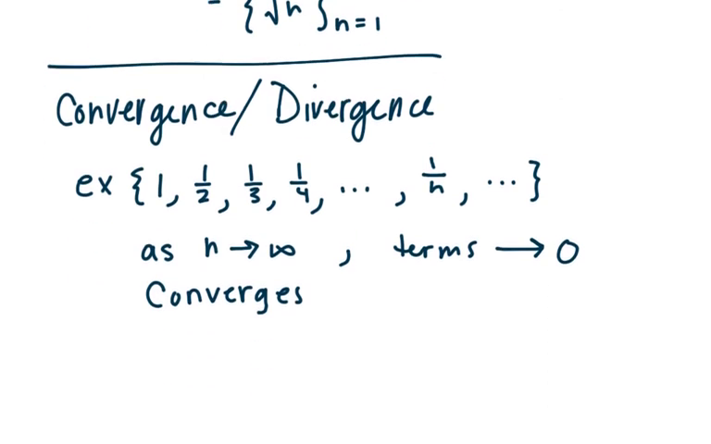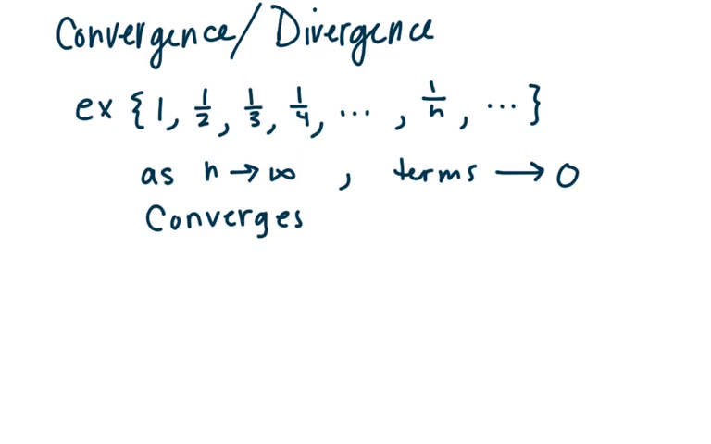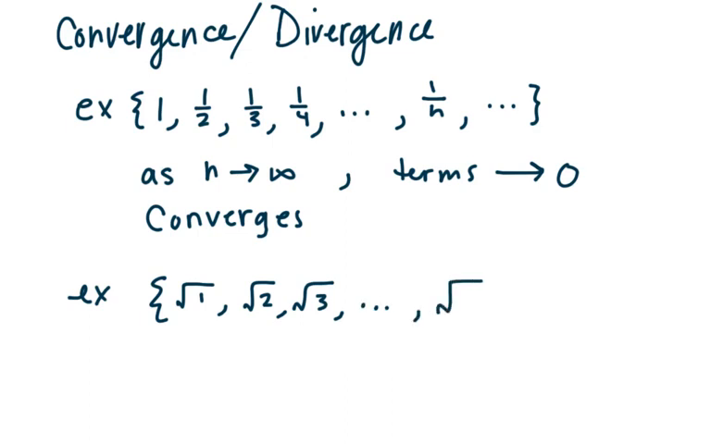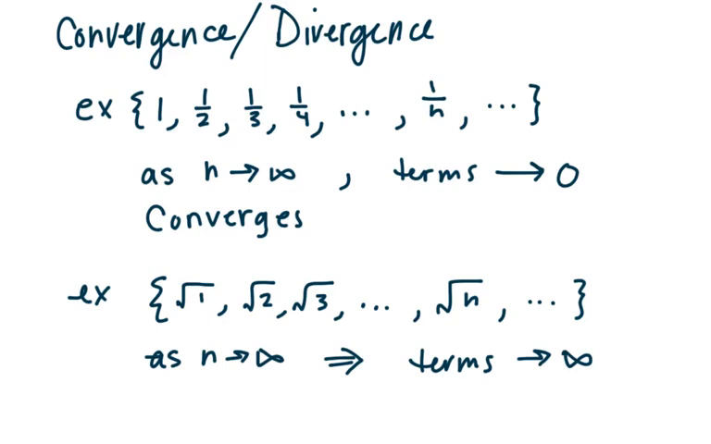So on the other hand, we could have an example here. Maybe my terms look like square root of 1, square root of 2, square root of 3, all the way on to some nth square root. And in this case, as n becomes infinitely large, the terms also become infinitely large. Maybe not infinitely large, but the terms become larger. And so adding up a set of numbers that are just getting bigger and bigger and bigger would be an example of something that might diverge.